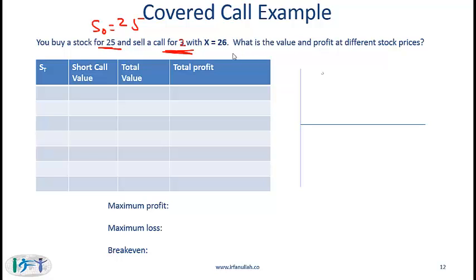And X is equal to 26. So notice that we have a higher strike price, and this should make sense. When the strike price is higher, the call is worth less. What is the value and profit at different stock prices? So try to fill this out before looking at the next slide.